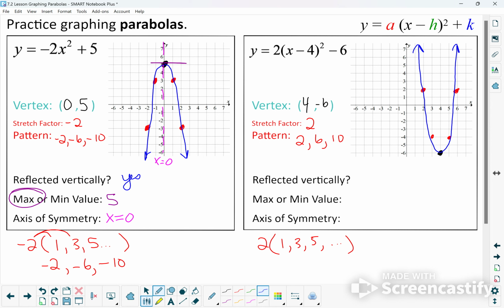Again, when we have a stretch of 2, it kind of makes it seem more narrow and skinny. So this one is not reflected vertically. This function has a minimum value, and that minimum value is -6. And then our axis of symmetry, our line of symmetry here, is at x equals 4.